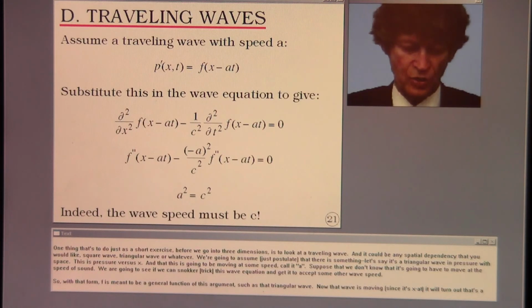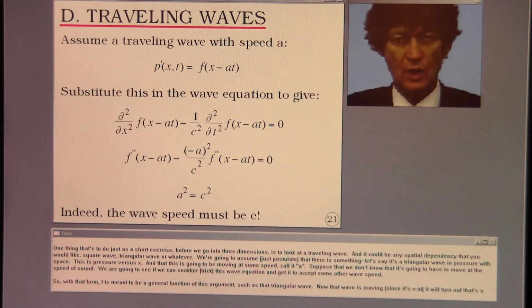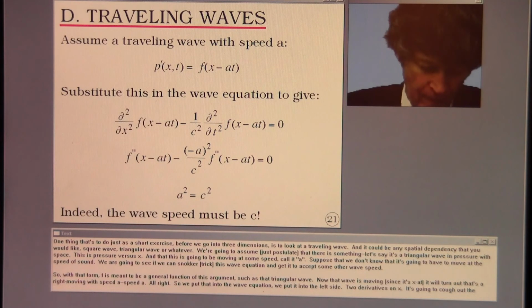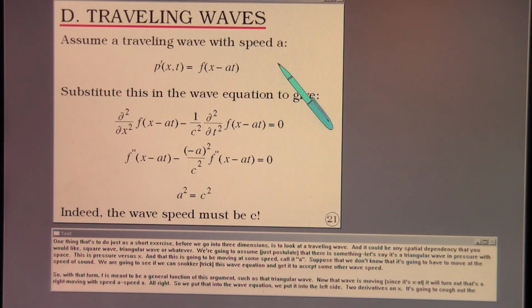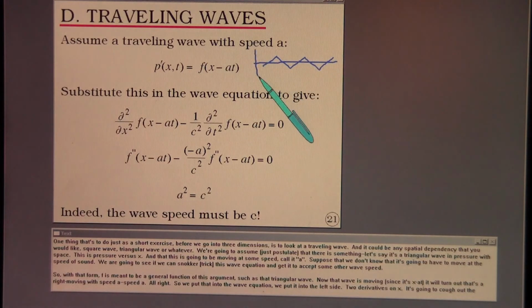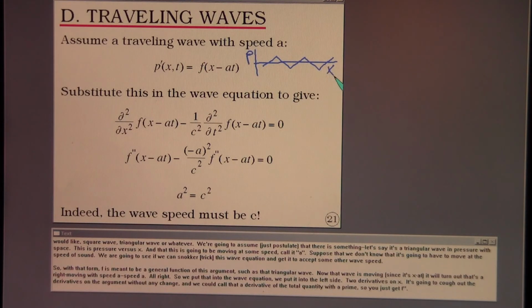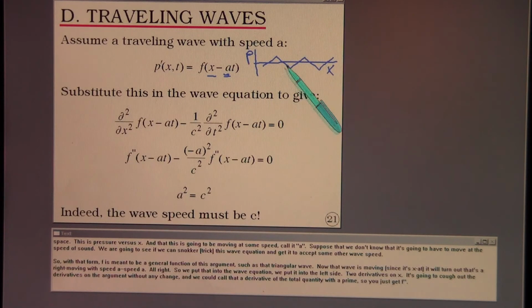One thing to do, just as a short exercise before we go into 3 dimensions, is to look at a traveling wave, and it could be any spatial dependency you would like, square wave, triangular wave, or whatever. We're going to postulate that there is, let's say, a triangular wave in pressure with space. So this is pressure versus x, and that this is going to be moving at some speed, let's call it a. Suppose we don't know that it's going to have to move at the speed of sound, and we're going to try to see if we can trick this wave equation and get it to accept some other wave speed.